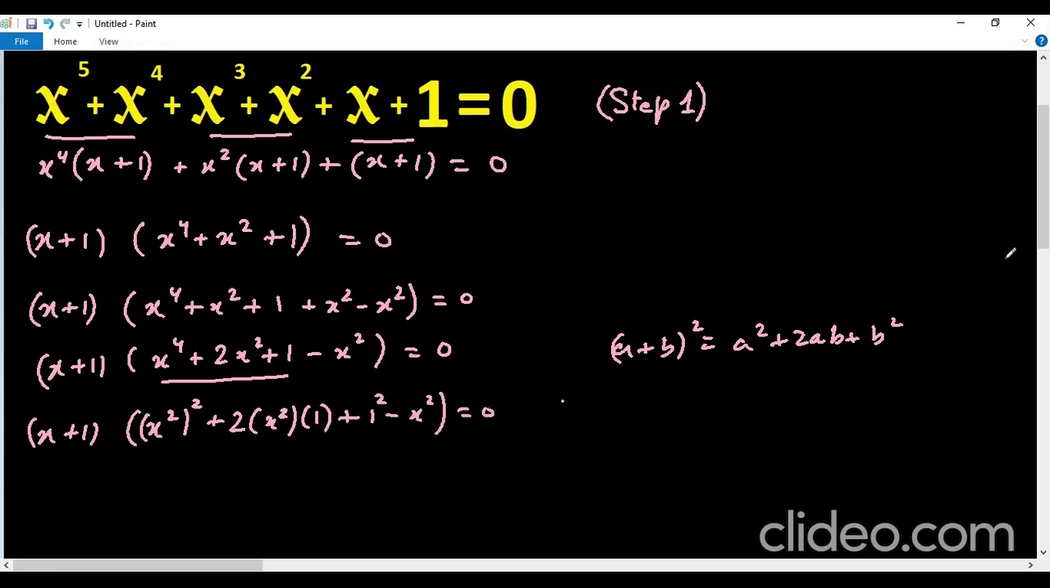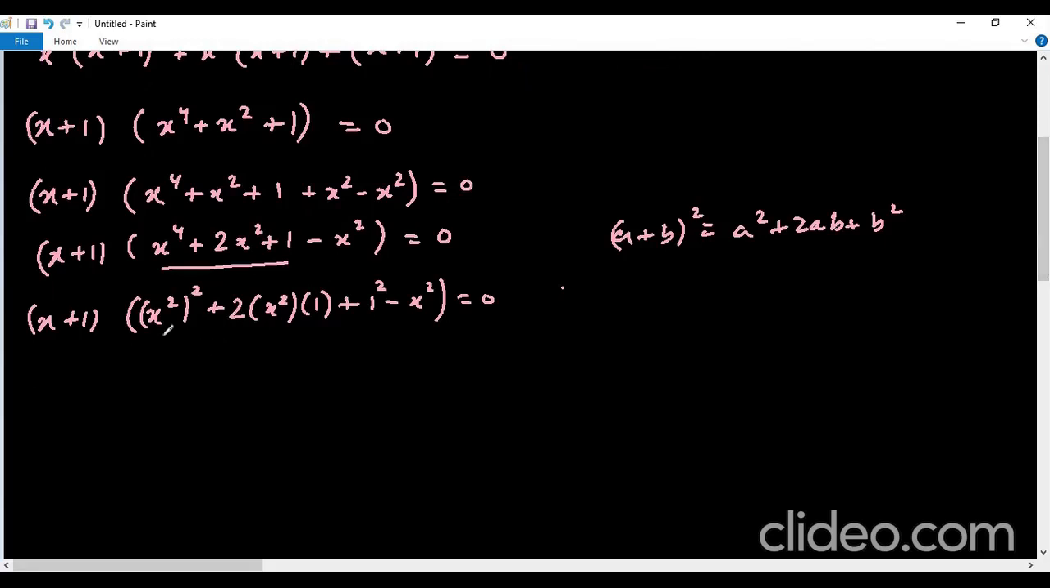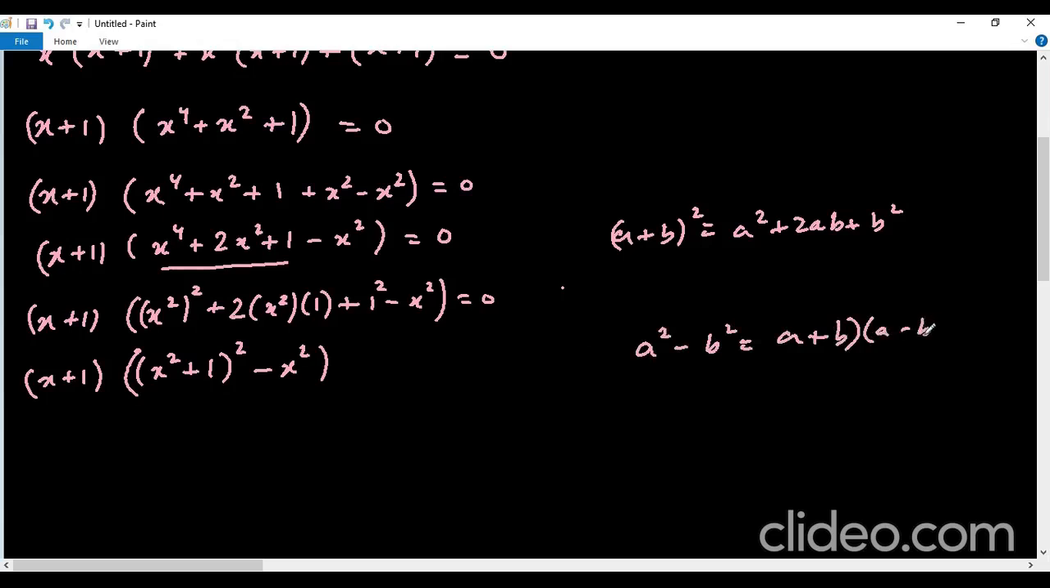Now I know very well that this is giving us the formula a square plus 2ab plus b square. So I will write this one in this way: x square plus 1 is going to be the formula, and the remaining one is going to be x square. Now again, there is something typical. I have found that a square minus b square gives us a plus b and a minus b. There are two formulas working simultaneously to solve this question.